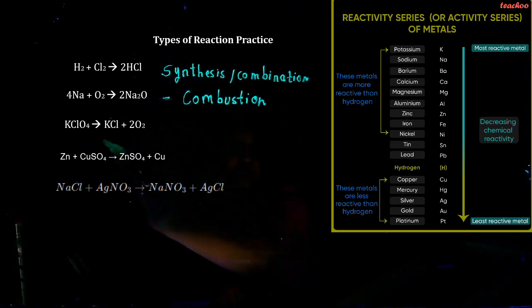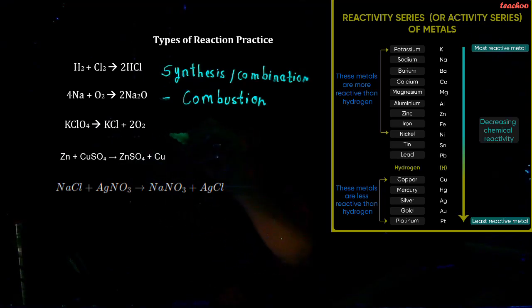The third reaction, KClO4, potassium perchlorate, breaks down into two things. You see potassium chloride and oxygen. So that's an example for decomposition. Decomposition means breaking down.